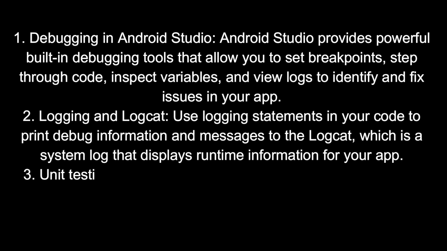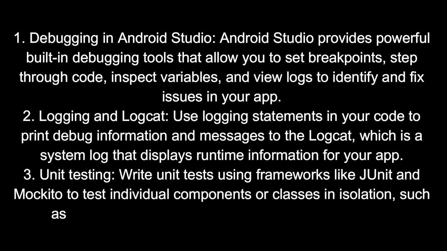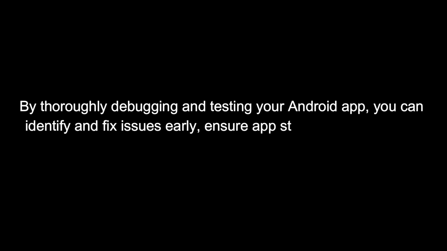3. Unit testing. Write unit tests using frameworks like JUnit and Mockito to test individual components or classes in isolation, such as business logic, data processing, or utility functions. By thoroughly debugging and testing your Android app, you can identify and fix issues early, ensure app stability, and deliver a high-quality user experience to your app users.